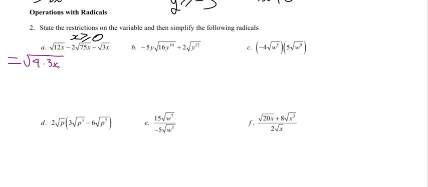So on this, I'm going to do the full detail. You could write root 12x as 2 root 3x. Then I would go minus 2 times, and if you want to simplify the root 75x, go ahead. I'm just going to show you more detail.